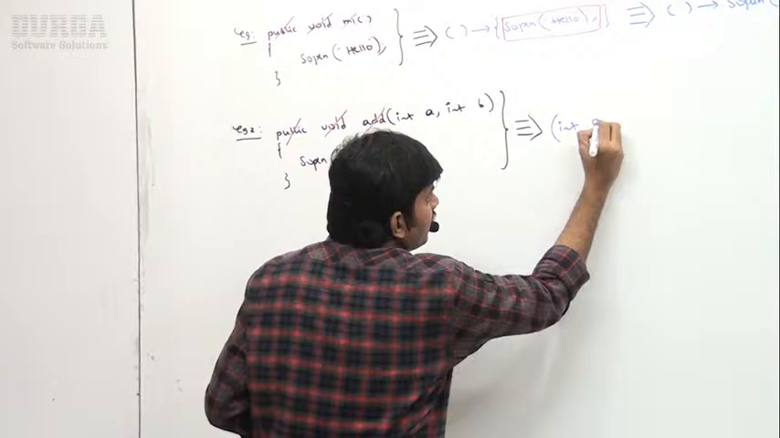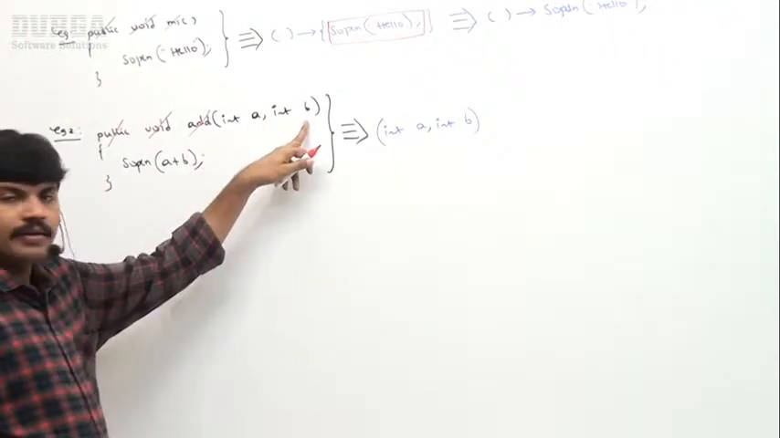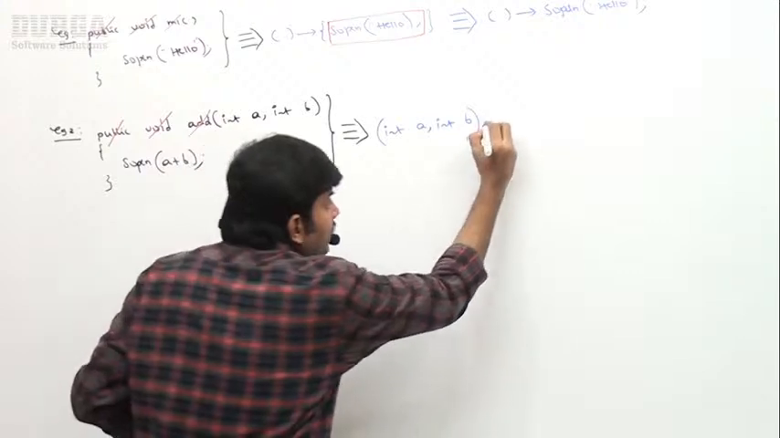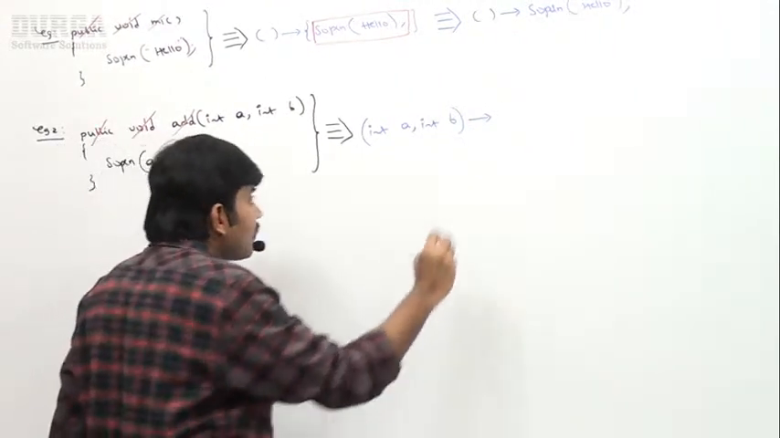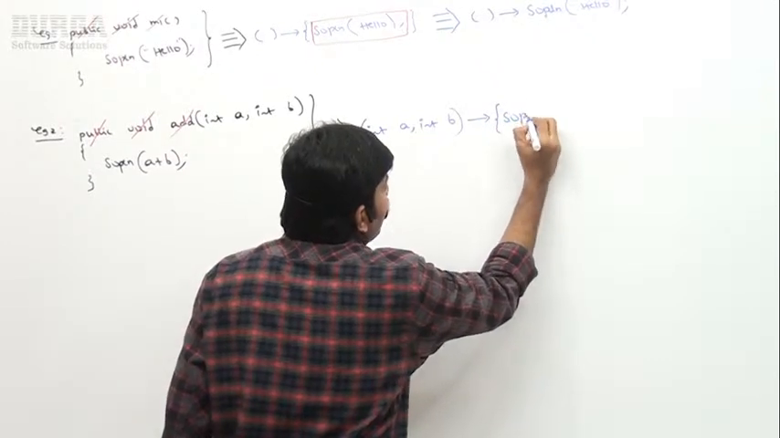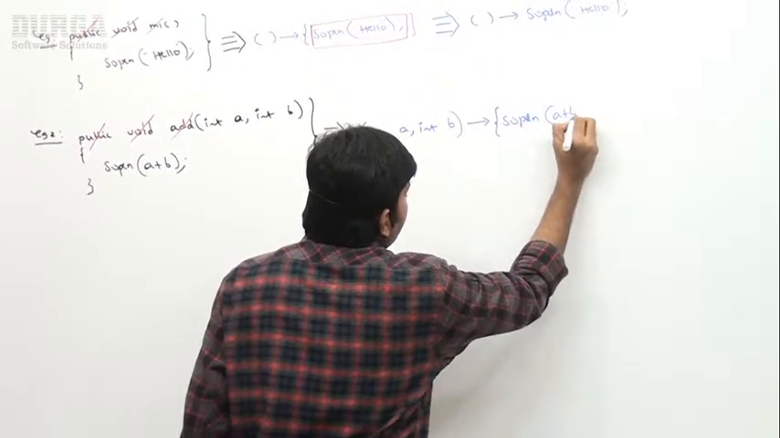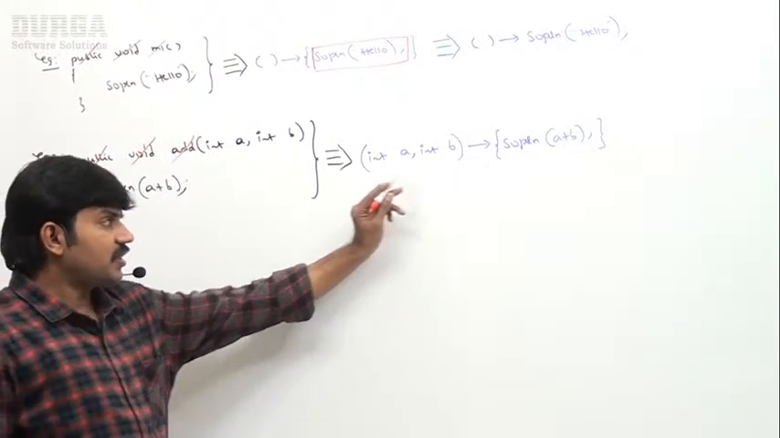int a, comma, int b. Okay. Next, syntax, of course, the arrow symbol. Next, after that, the body, System.out.println(a + b), like this. This is the first level, sir.